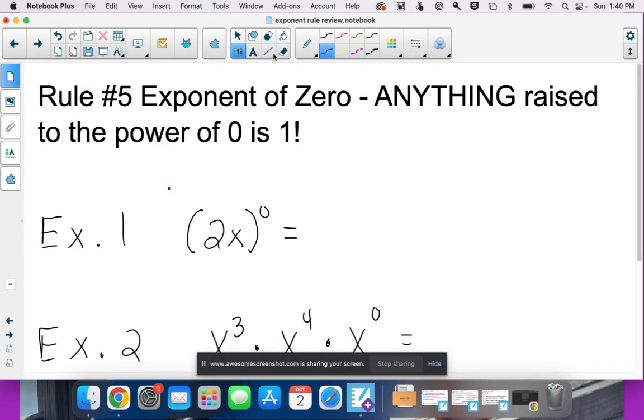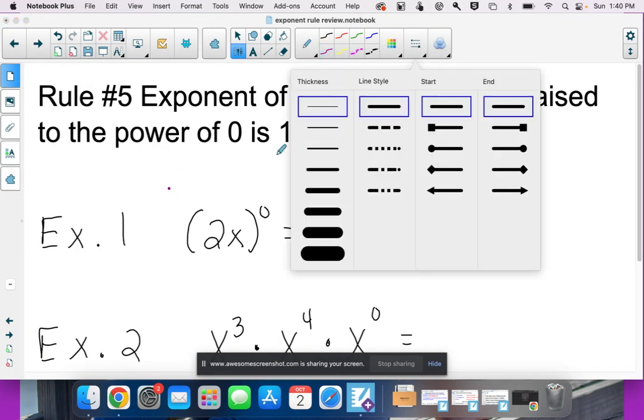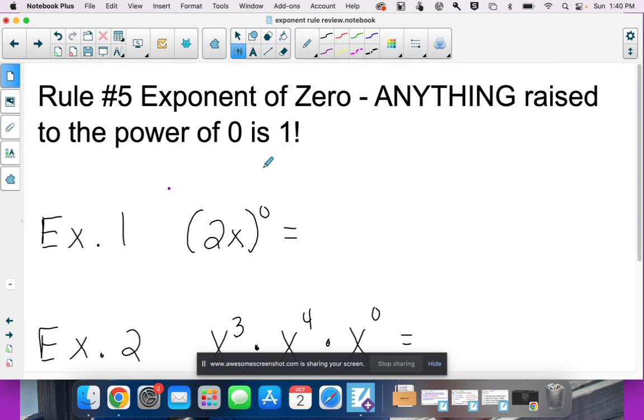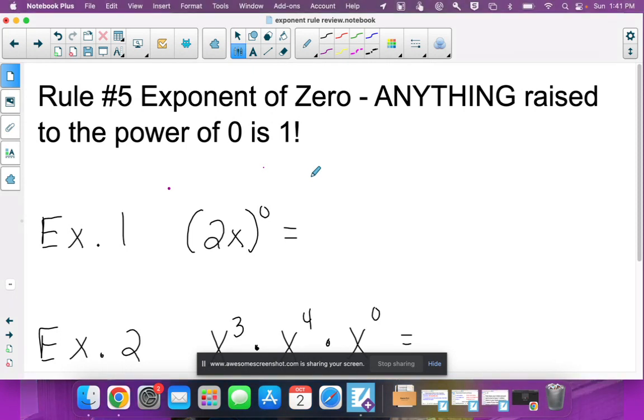Exponent of 0. This is a pretty interesting rule, and if this didn't work, then we would not be able to have base 10. Base 10, like when you do scientific notation, or base 10 when you're doing kilometers and meters and all that, when you're doing the metric form. There's a reason this works. The exponent of 0: anything raised to the 0 power is 1. Period. That's just the way that works.